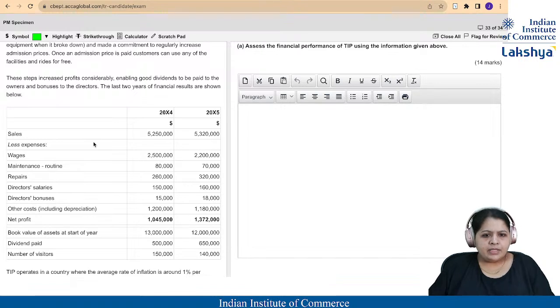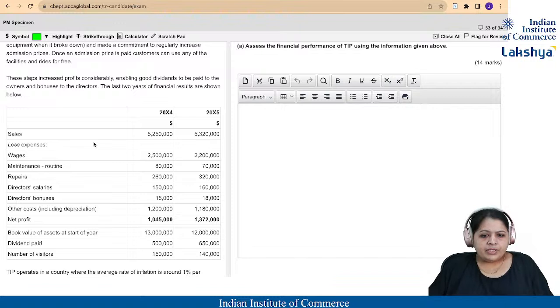Sales have increased, but that can be because of the increase in the admission tickets. Wages have decreased, which means either staff has left the company or the staff are being underpaid. Maintenance, as they mentioned, they want to cut it down. They have done it. Repairs have increased, and this can be predominantly because the maintenance is not happening. Directors' salaries, as they said, they want to capitalize, so they're increasing it, and so is the directors' bonus. Other costs have reduced because they're cutting down on the maintenance. Again, it is relatable, and the wages also.